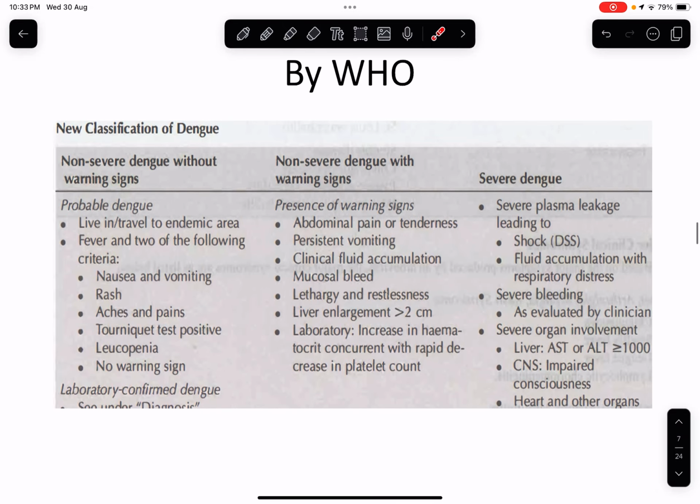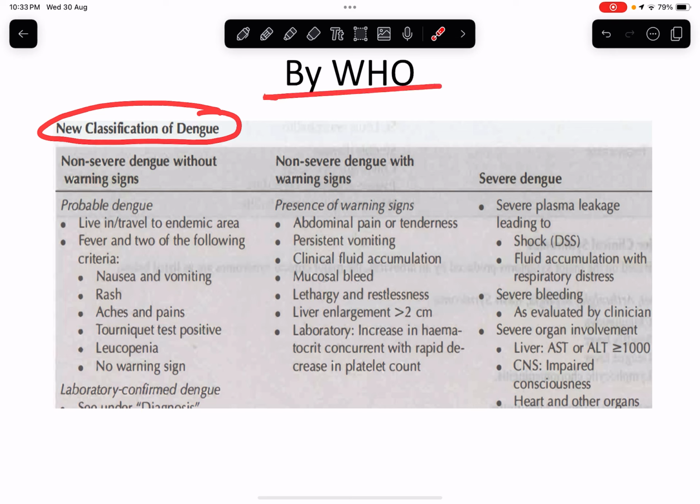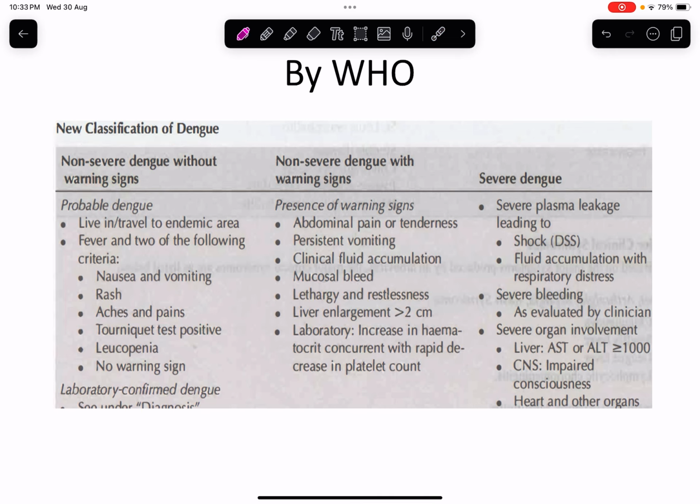Now there is a new classification criteria of dengue by World Health Organization. So the classification says the dengue may be non-severe without warning sign. It may be a severe case of dengue with warning signs and severe dengue. Okay, so non-severe dengue without warning signs.